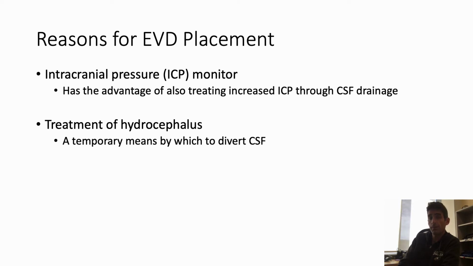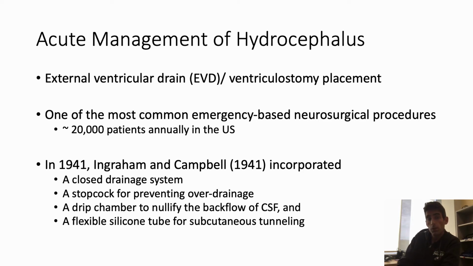It's a temporary means by which to divert spinal fluid out of the head until either the patient recovers the ability to absorb spinal fluid, you remove the source of obstruction, or the patient gets a shunt and permanent spinal fluid drainage. So the placement of ventriculostomy is one of the most common neurosurgical procedures, certainly in terms of emergency or emergent neurosurgical procedures. It's probably the most common.